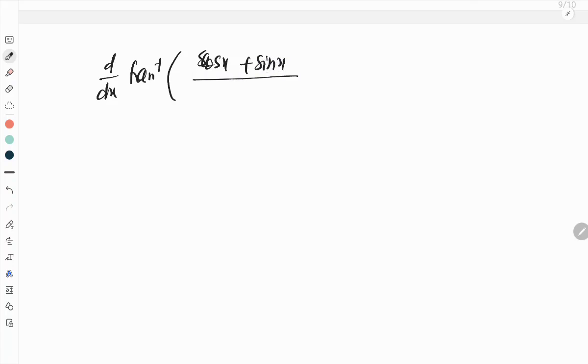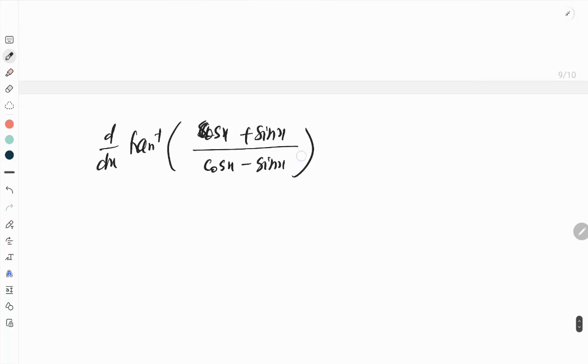Okay, one last question you can see. Let's say it is written: find dy by dx of tan inverse of (cos x plus sin x) upon (cos x minus sin x). Let's say you want to find this one. So you know this one, what? This one you can write in tan format.